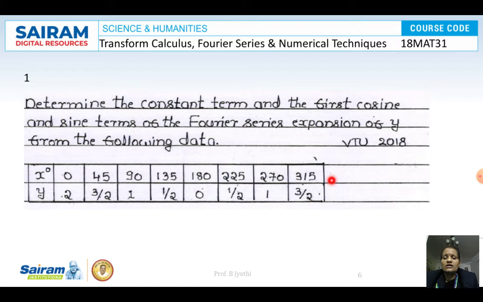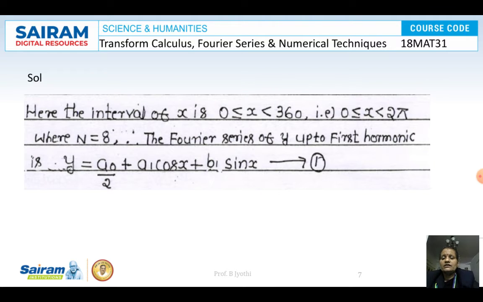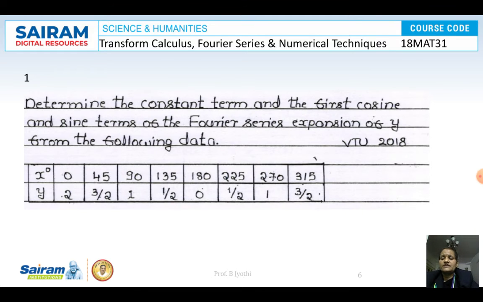Either 0 or 360 will be considered, because the value at 360 is also equal to the value at 0, that is 2. Here the interval of x is 0 to 360 or 0 to 2 pi, and we can observe here 0 is included. It is a closed open interval. 0 is included and 2 pi is excluded. And here the n value is 8, because the number of data which we have taken is 0, 45, 90 etc. Altogether 8 values we have taken.